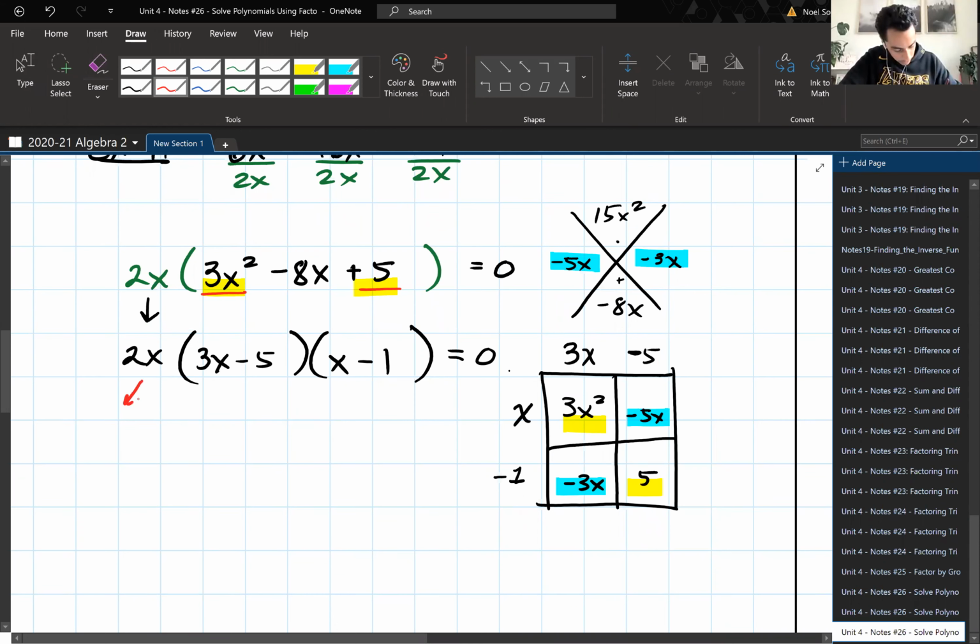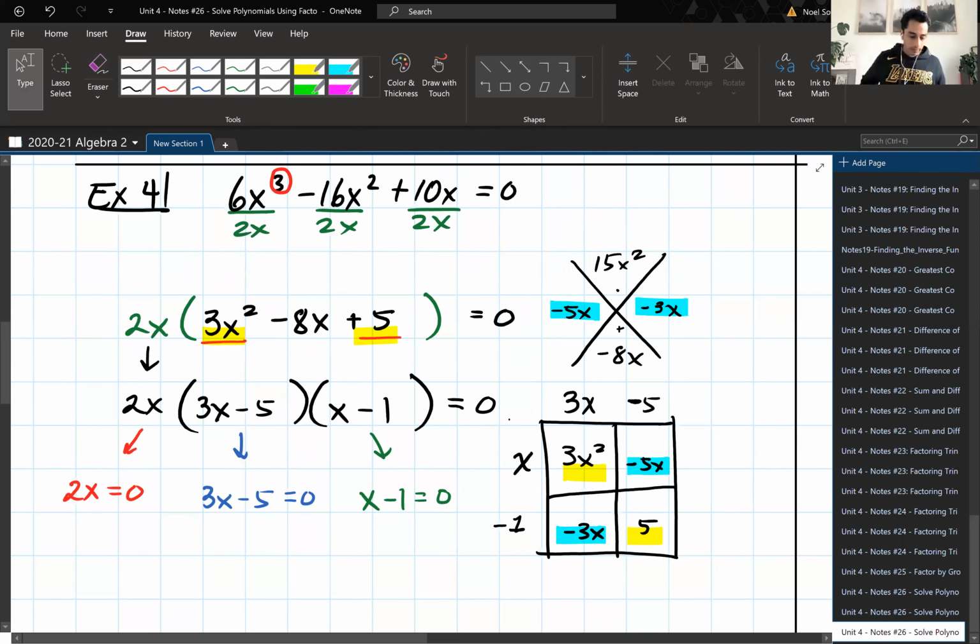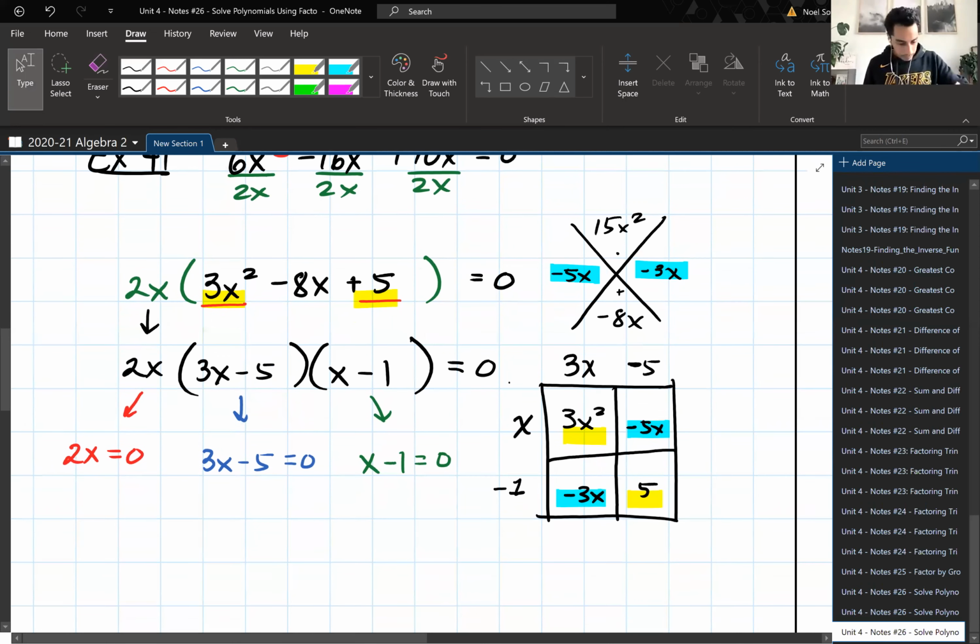The first one here, 2x. This is always the awkward one, but you literally just write 2x and it's equal to 0, okay? And that's what you're gonna solve. The next one, 3x minus 5 equal to 0. And the last one, x minus 1 equal to 0. Okay. So now we solve for the 3 roots or zeros or x-intercepts.